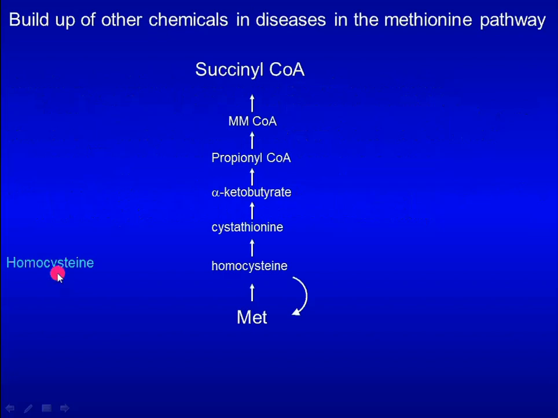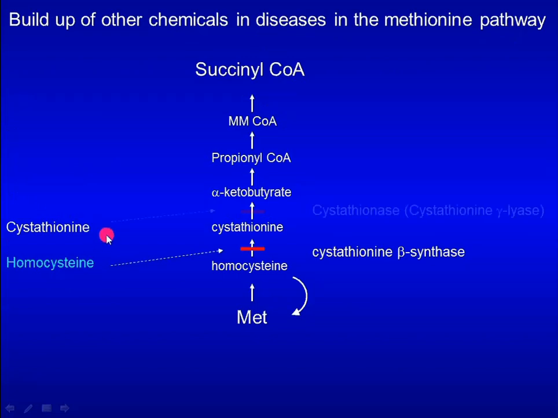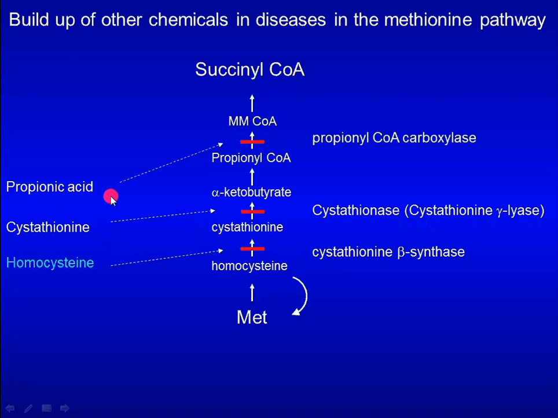In addition to homocysteine that builds up due to deficiency of cystathionine beta synthase, other chemicals may build up in diseases in the methionine pathway. Cystathionine buildup due to deficiency of cystathionase or cystathionine gamma lyase. Propionic acid buildup due to deficiency of propionyl-CoA carboxylase. Methylmalonic acid buildup due to deficiency of methylmalonyl-CoA mutase.